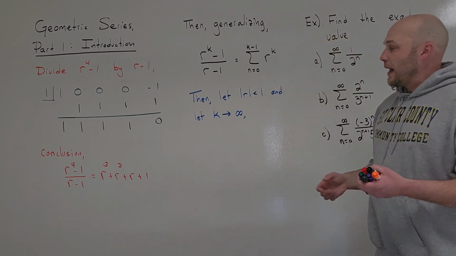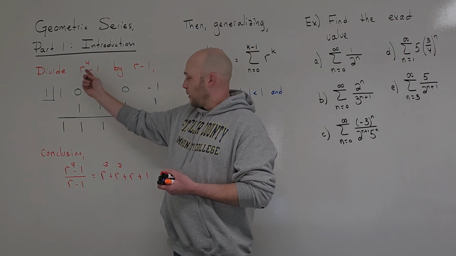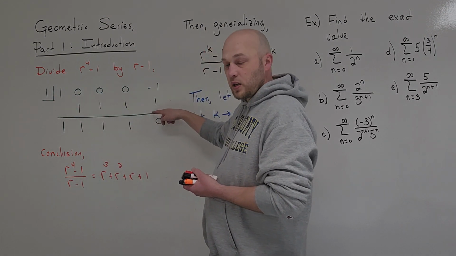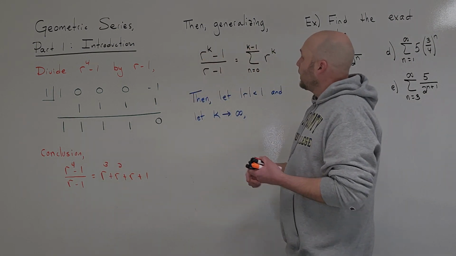Okay, you could imagine that if I was to make this a 5, for example, then if I take r to the fifth minus 1 divided by r minus 1, I'm still going to have all these 1's here, and that would give me an r to the fourth plus r to the third, etc.